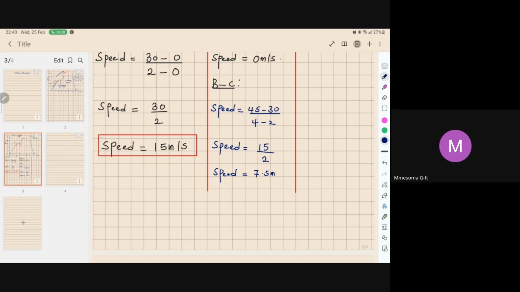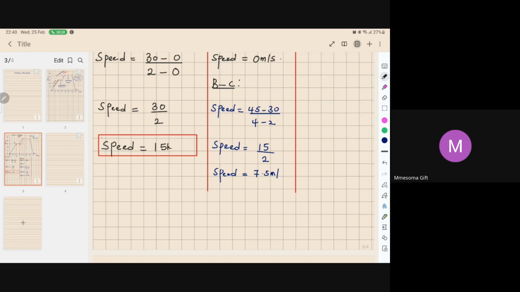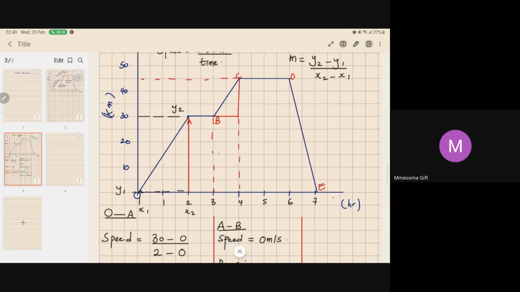Okay, I used kilometer before. I'm writing meter per second or kilometer per hour, please. So be consistent with your units. Check what was given to you. Physics can play around with units a lot. So this will be kilometer per hour.